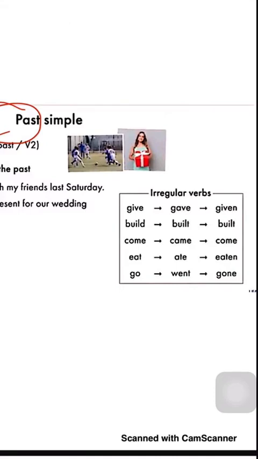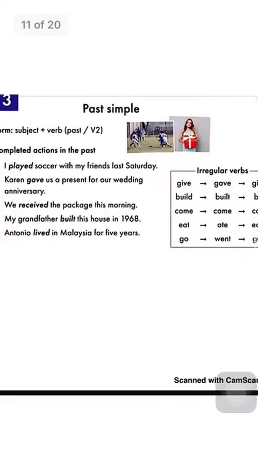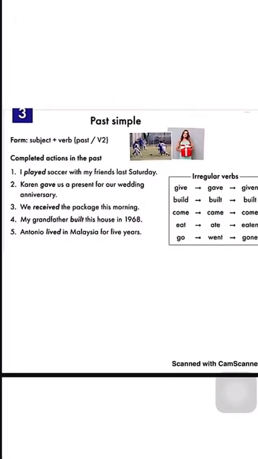But of course there are many more in English, and here are some more past simple sentences. We received the package this morning. My grandfather built this house in 1968. Antonio lived in Malaysia for 5 years. Okay, so these are some examples for the past simple. So in the past simple we have simple things: subject plus verb second form.